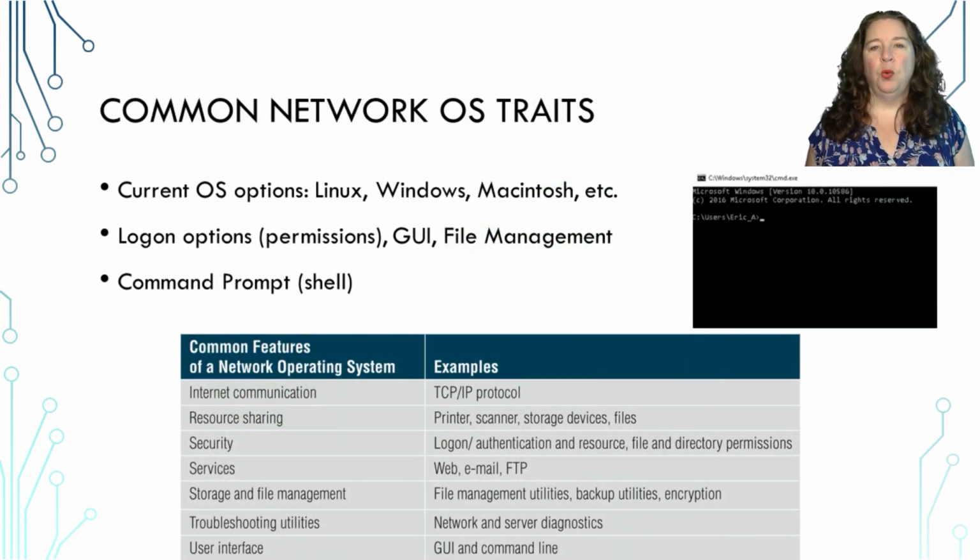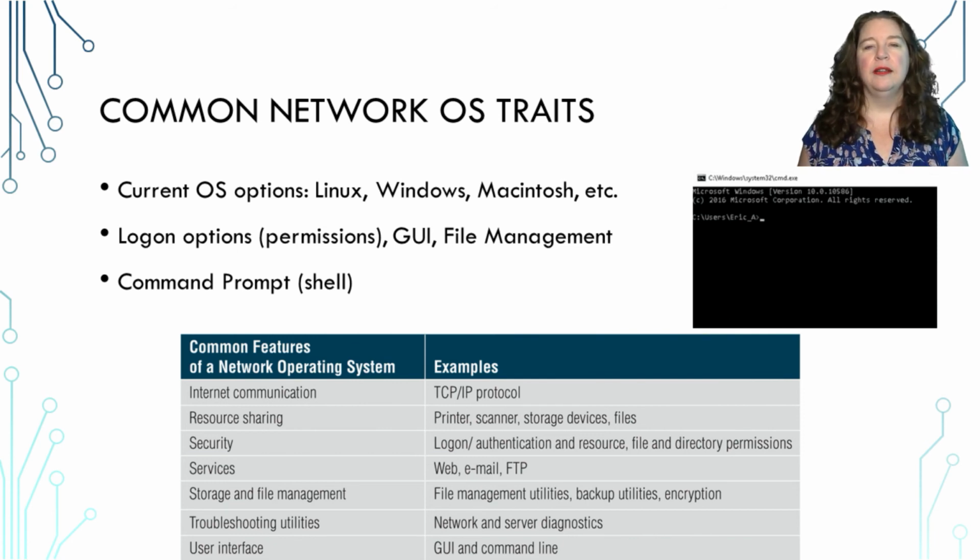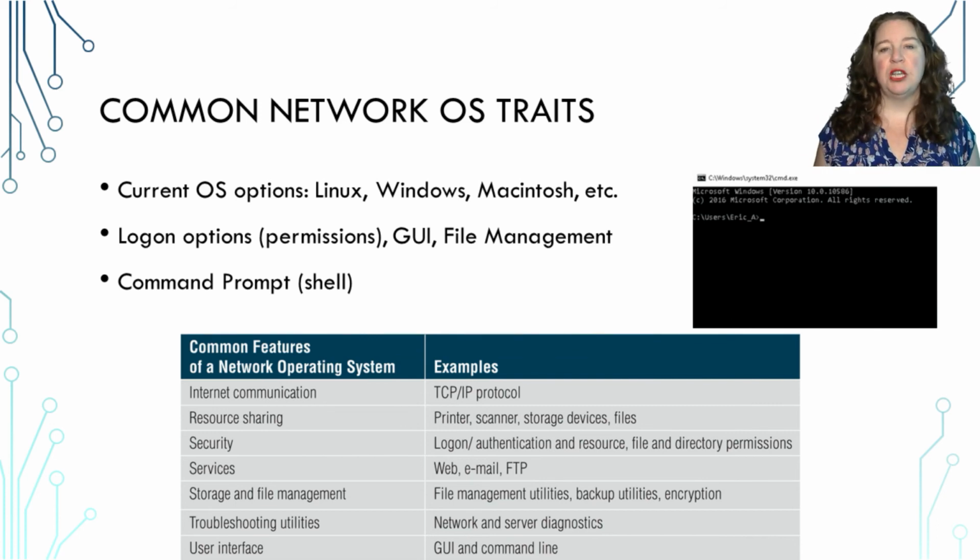So, some common network OS traits. We need to have an operating system on our network, and we need to be able to understand what those do. Currently, you can use a Linux machine, a Windows machine, a Macintosh machine, these kinds of things for your operating systems, and those are fine. Novell kind of went by the wayside. Every type of OS is going to have some version of logging in. Obviously, you need to control access to your server. You need to control access to your operating system and your network. They usually will have some version of a GUI, some sort of a user interface that is going to allow you to make some changes, and of course, some file management. They also usually are going to have some sort of a command prompt or a shell.